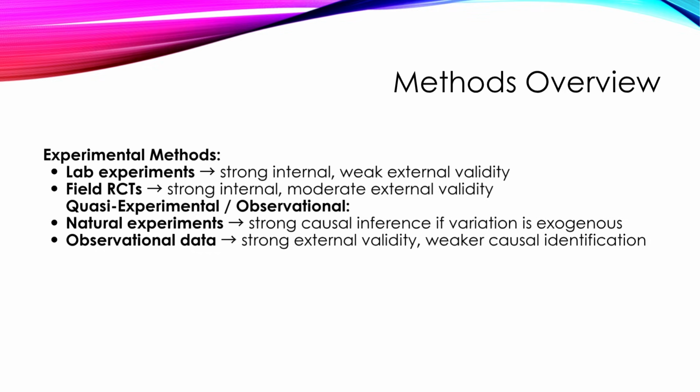settings. Field RCTs could be for evaluating a new teaching method in schools. And natural experiments could be studying the impact of a sudden policy change. And observational data could be analyzing census data to infer health trends.